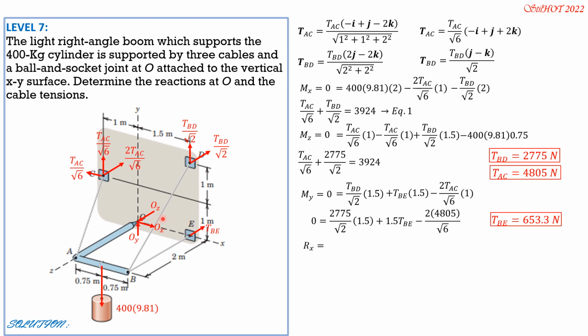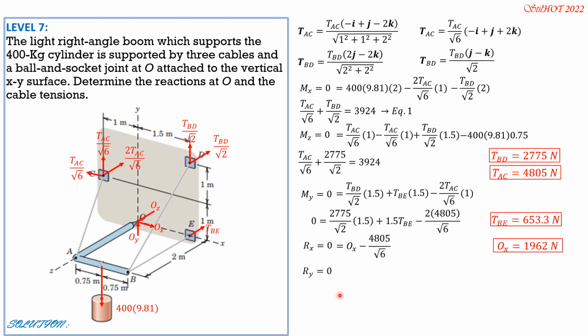And for the reactions at O, sum of Fx equals 0, so we have OX minus tension AC, 4805 over square root of 6. That's the only equation. So OX is equal to 1962 and it is directed as shown.